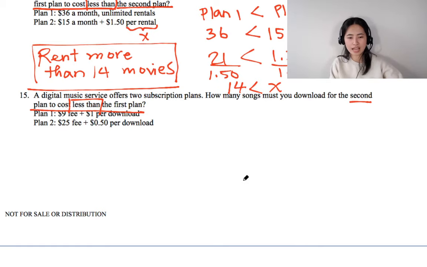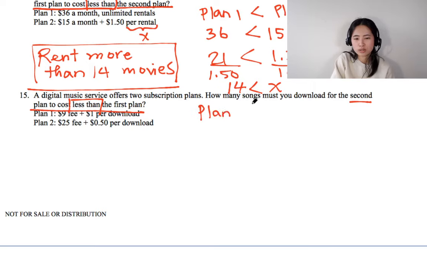So because it's an inequality, or a sort of word problem, you need to make sure that you are able to translate this into a mathematical inequality, so English to math, right? So you have the second plan, plan 2. This is less than the first plan, right?